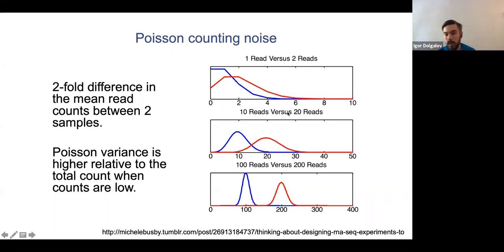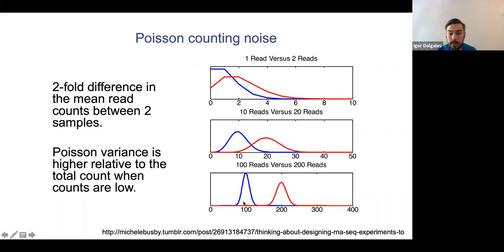Once you move to 10 reads versus 20 reads, so instead of sampling once, you're sampling 10 times, all of a sudden the distribution becomes a lot cleaner. You're still likely to get 10 reads in this one and 20 reads in the red, but you might actually get 15 reads in both sometimes. And while you have a twofold difference, just by chance you might not actually capture that difference.